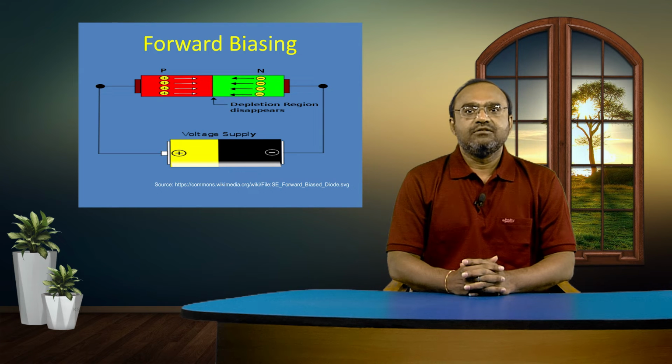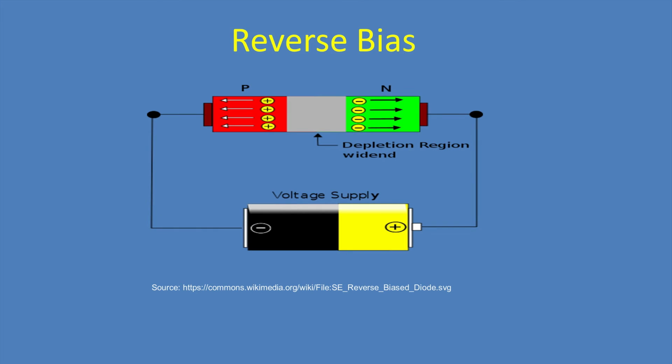Forward biasing. When a voltage potential source is connected across a diode with the positive terminal connected to the P crystal and the negative terminal connected to the N crystal, the diode is in forward bias state. In reverse biasing, the positive terminal of the source is connected to the N crystal and the negative terminal is connected to the P crystal. Very little current will flow in the circuit.